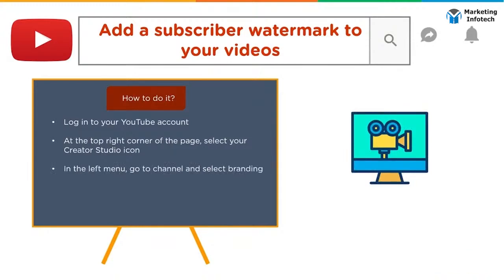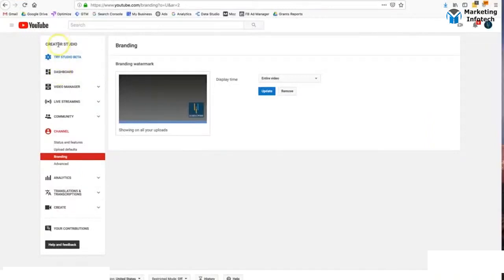So if we look at that in YouTube, here, Creator Studio, on the left side navigation, I'm just going to click Channel, then I'm going to click Branding, and then once you click Branding, you have the ability to add your watermark, and then you can add it to the entire video, at the end of the video, or at a specific start time. And then just click Update, and that's pretty much it.